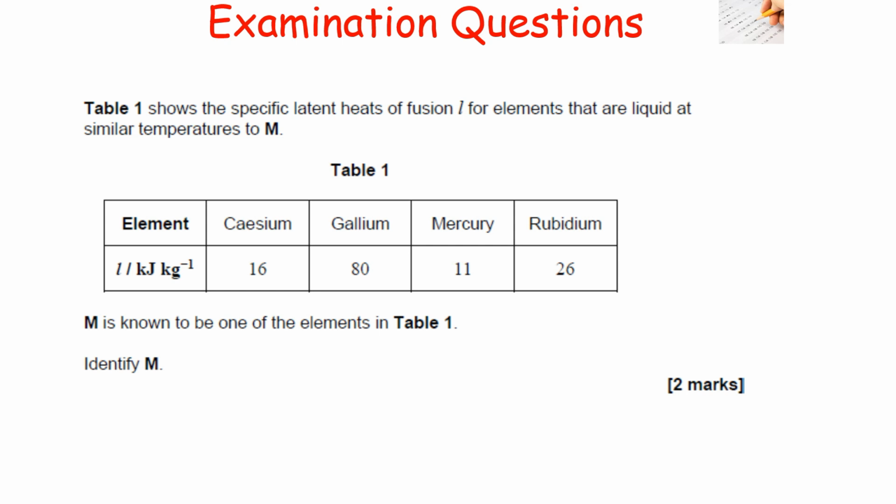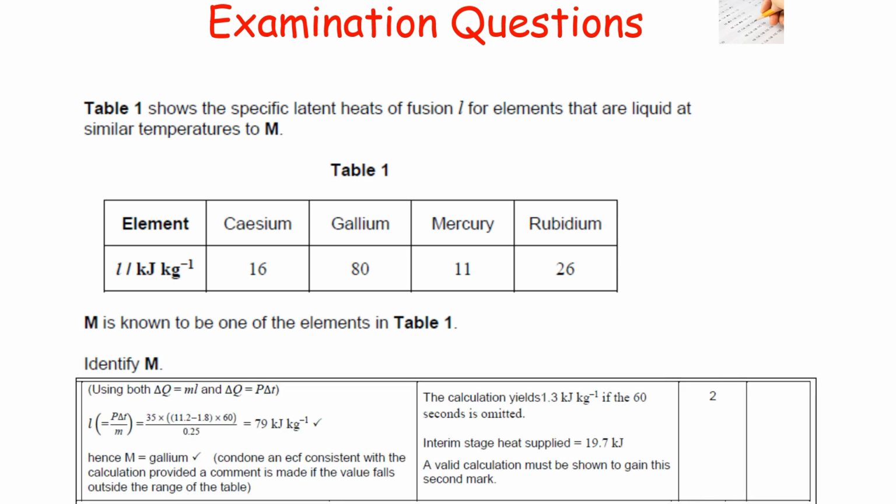Right, how would you do this? We'd say L is equal to the power times the time over m. Why is that? Because we know E is equal to mL, and E is the power times the time.